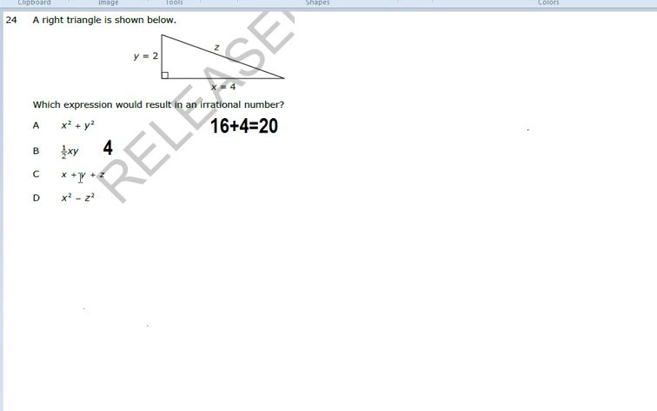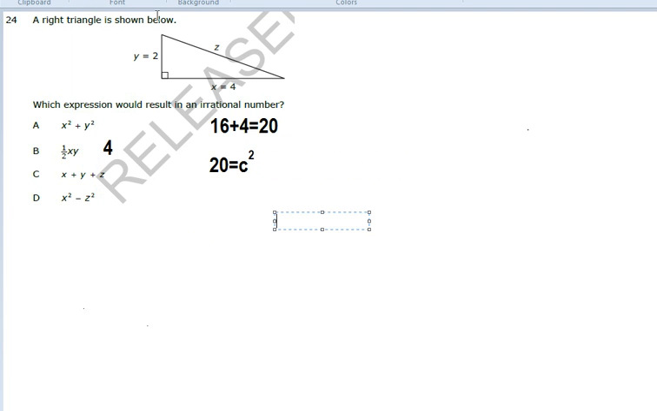Okay, in C we get x plus y plus z. Well, we haven't found out what z is, so we need to do that. This is a right triangle. I have both legs, so I can use the Pythagorean theorem with the c missing. So I have a squared plus b squared equals c squared. We already did a squared and b squared. We got 20. So again, 2 squared is 4, 4 squared is 16, 16 plus 4 is 20. So I know that 20 is equal to c squared.